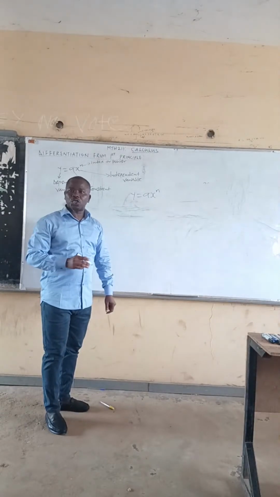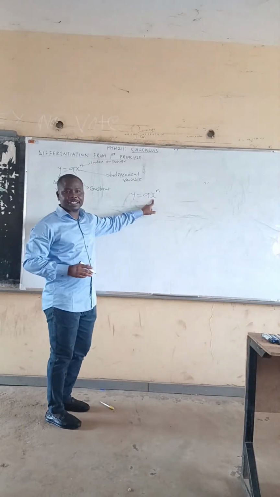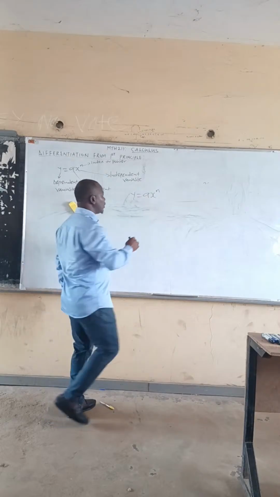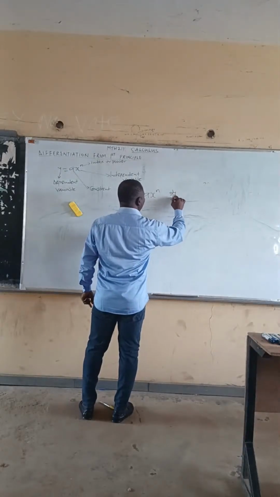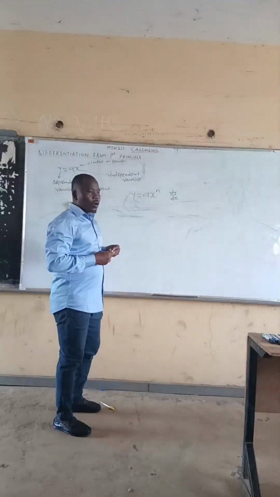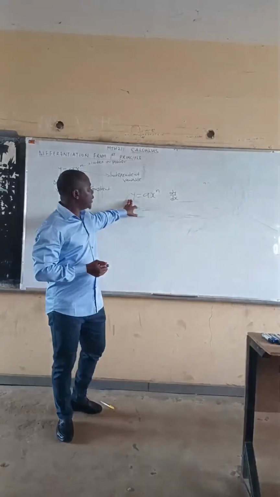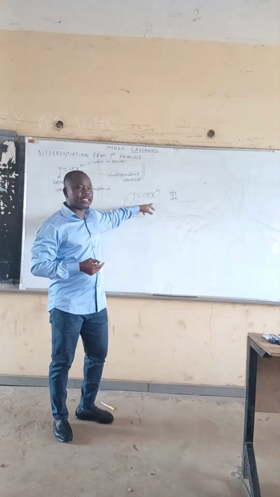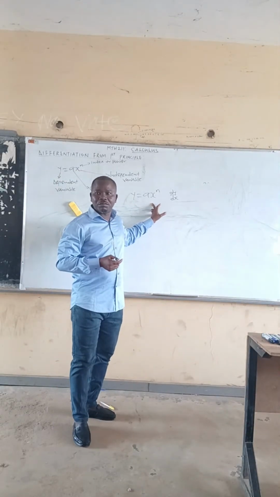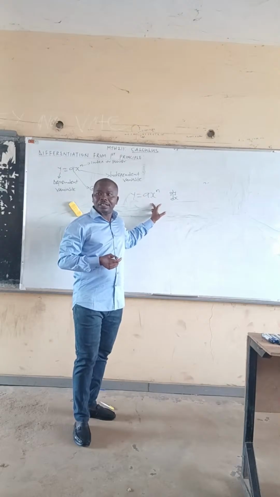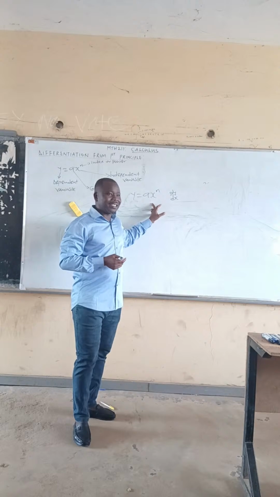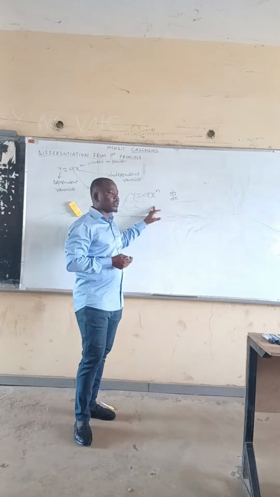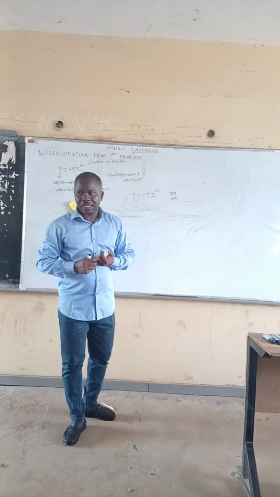We can now say y is a function of x, because all of a sudden you will be asked to find dy over dx. Why is it that y is a function of x? Because x is the independent variable. Do you understand? That is why y is a function of x.